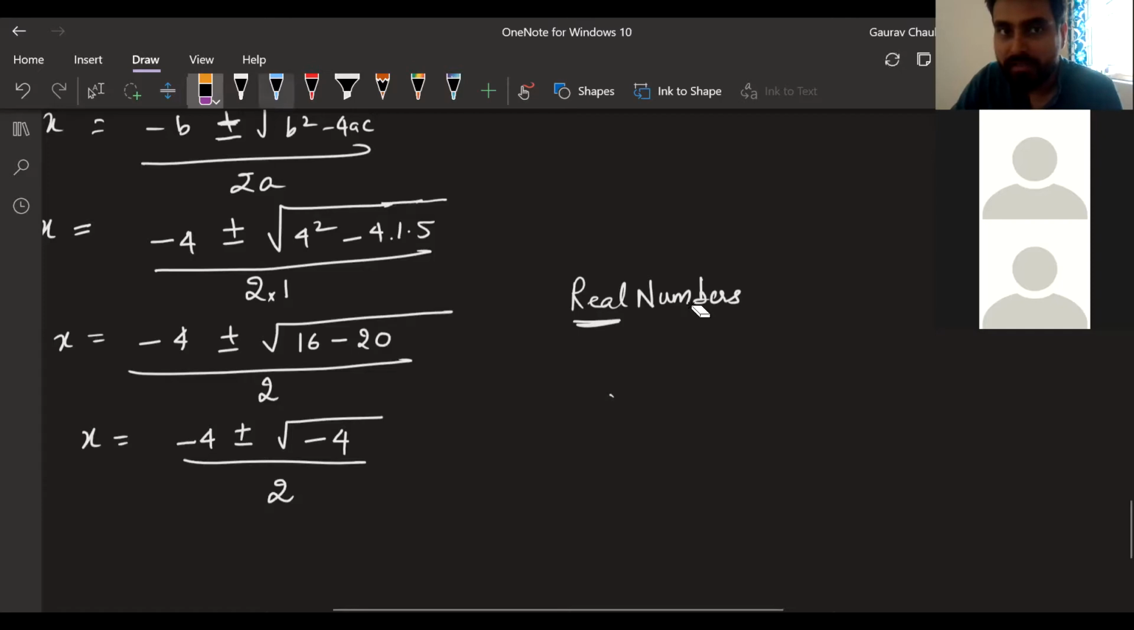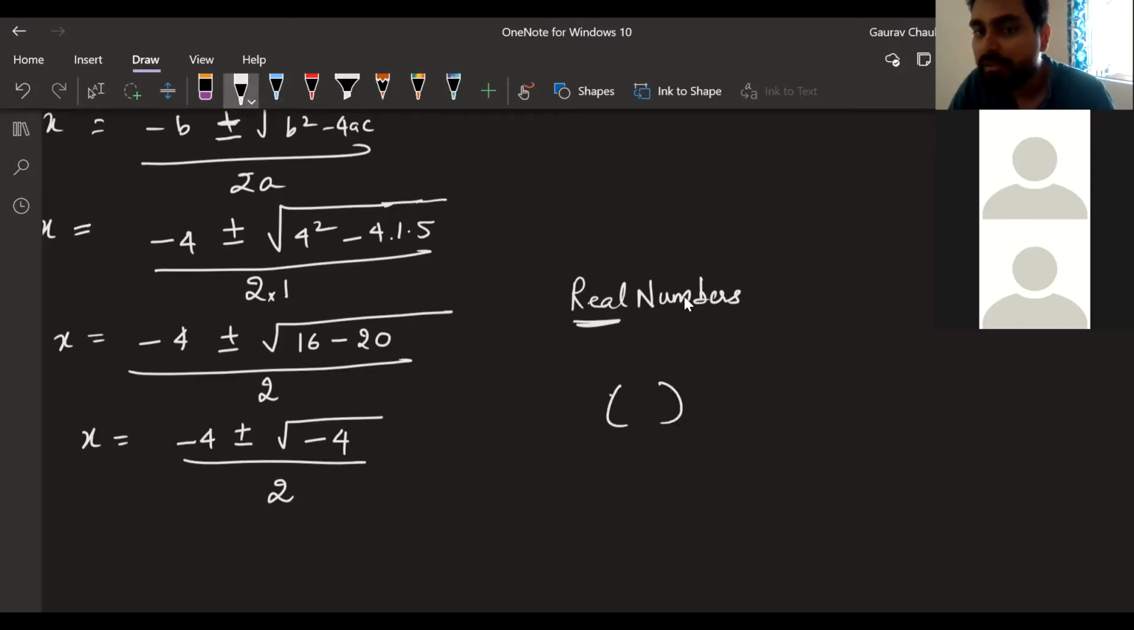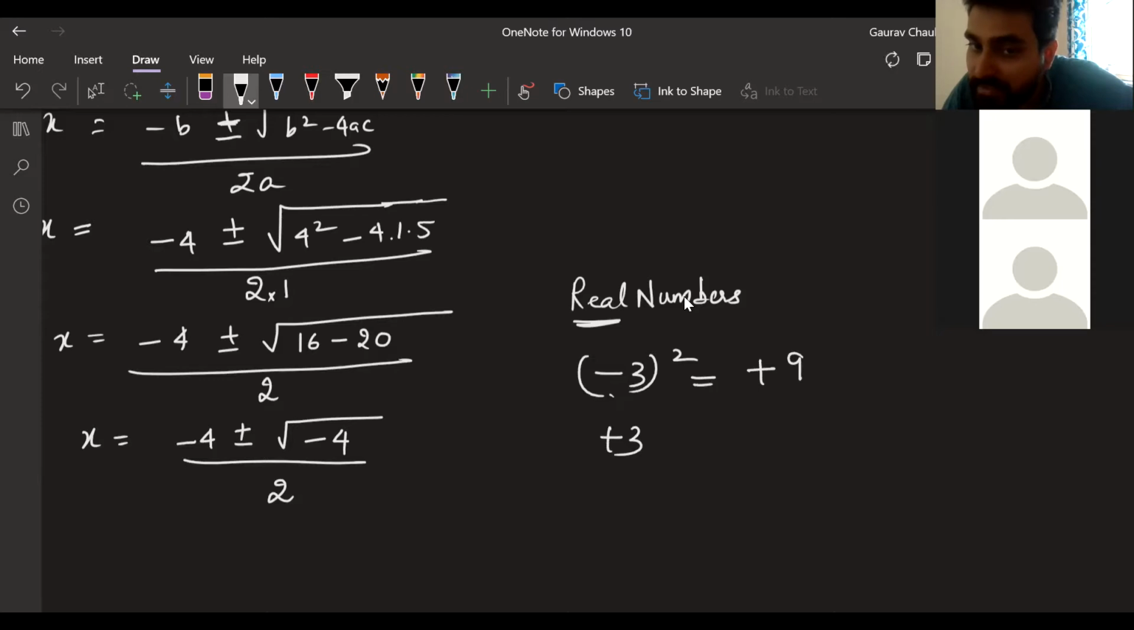Just think for a minute. Any number you take square, will you ever get minus here? Think about it. Any number you take square, you will always get plus, no? Because if I take minus 3 square, that is giving me plus 9. If I take plus 3 square, that's also giving me plus 9.